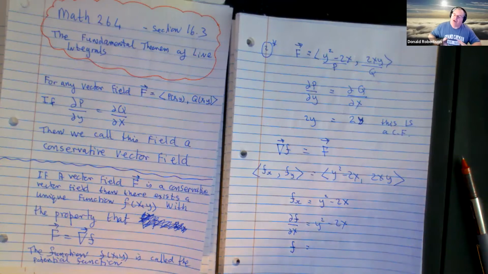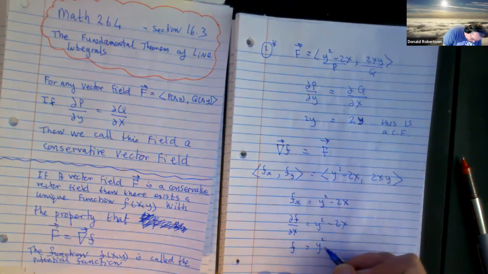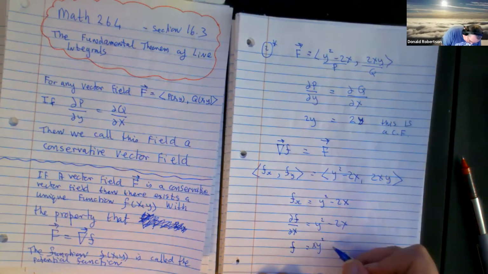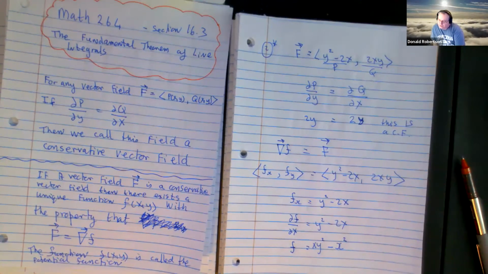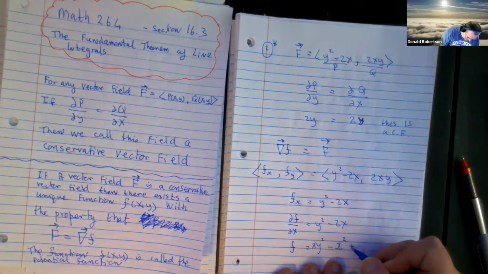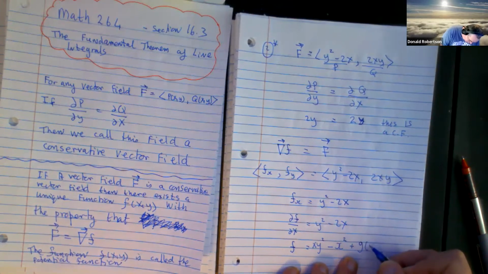So you got to remember, x is the only variable, everything else is 42. So if you integrate y squared with respect to x, you get xy squared. And if you integrate negative 2x with respect to x, you get negative x squared. So far, so good. Right, when you integrate something, integrate it. Now, shouldn't you have a plus c, right? Arbitrary constant. Well, in this world, the plus c is an unknown function of y.